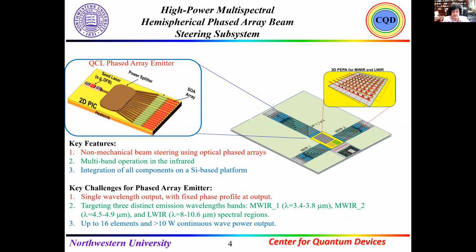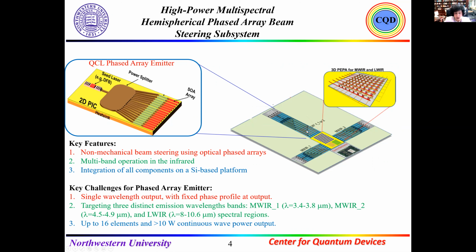One of the objectives is to have a high power multispectral hemispherical phase array beam steering system. The key features, as you can see here, are the platform, the QCL based arrays, non-mechanical beam steering using optical phase arrays, multi-band operation in the infrared, and integration of all components on a silicon-based platform.